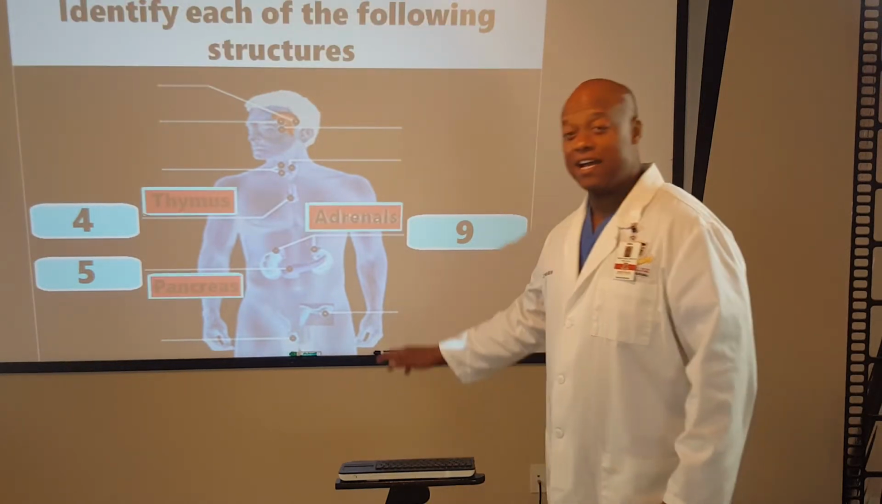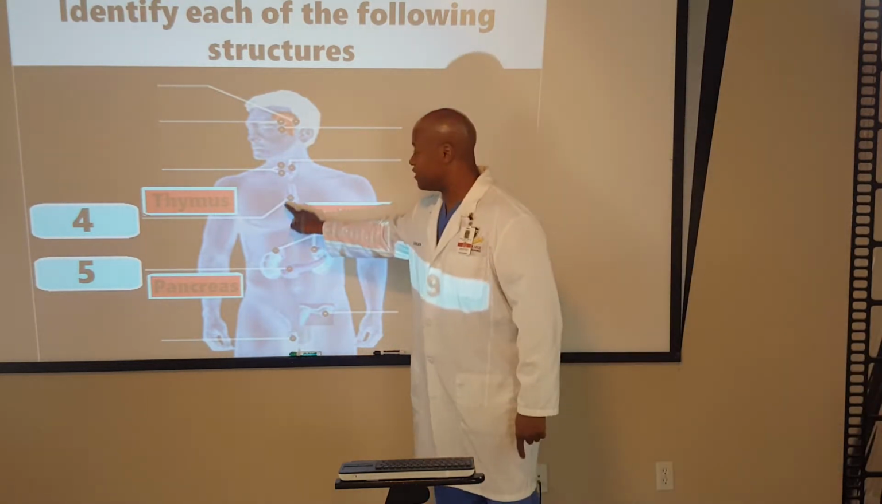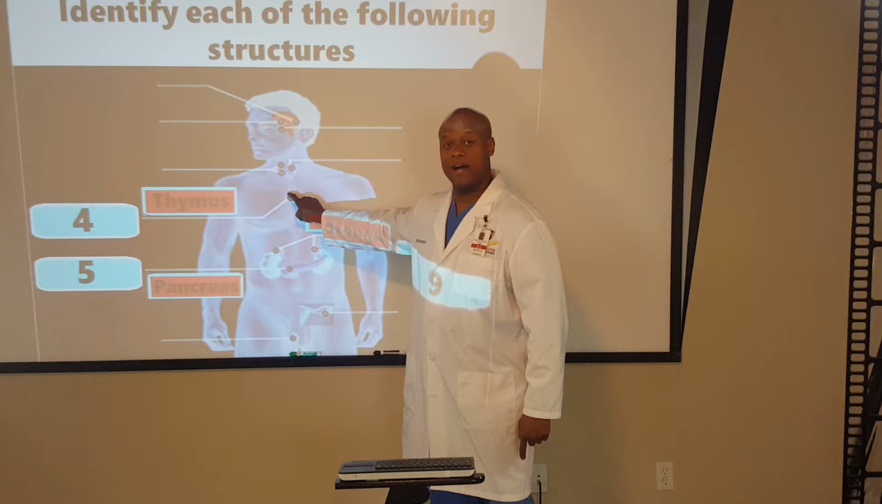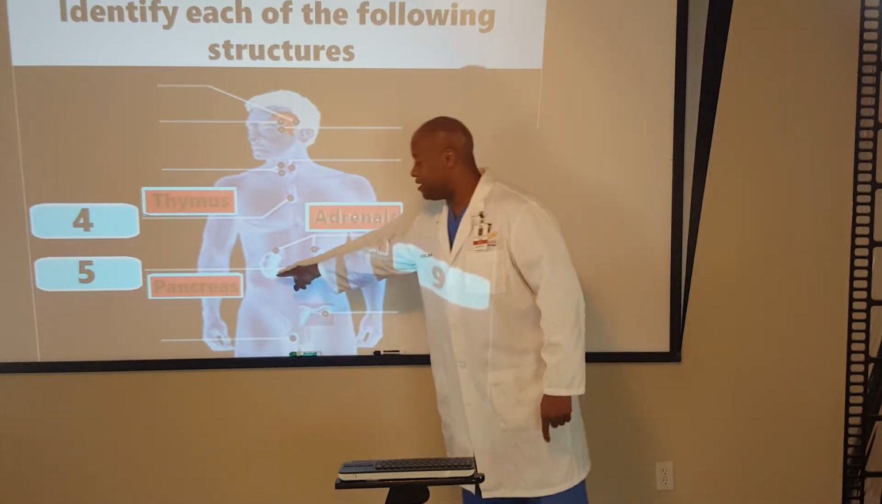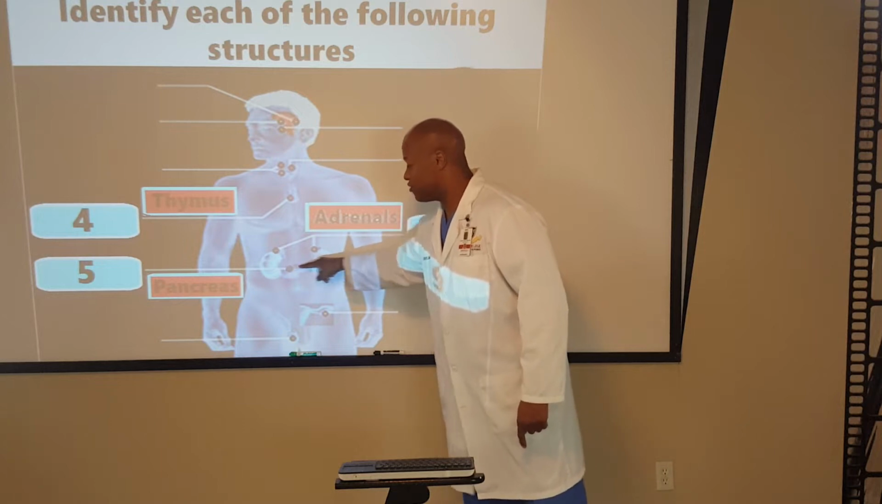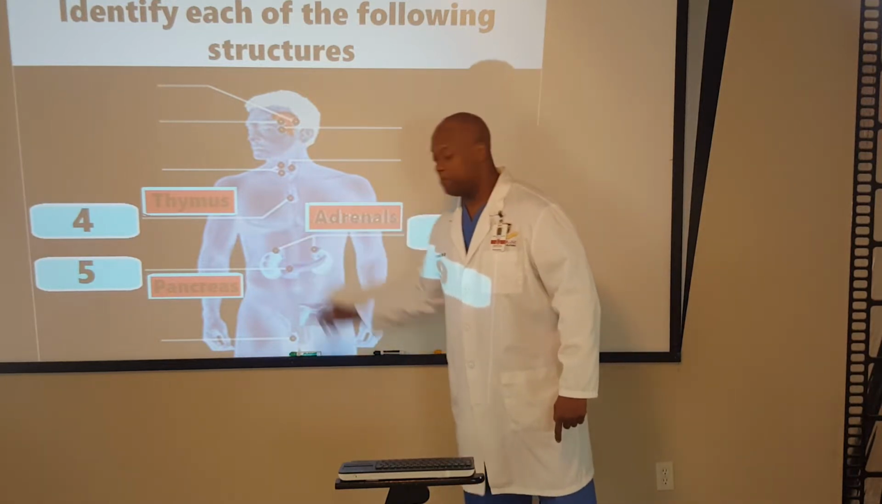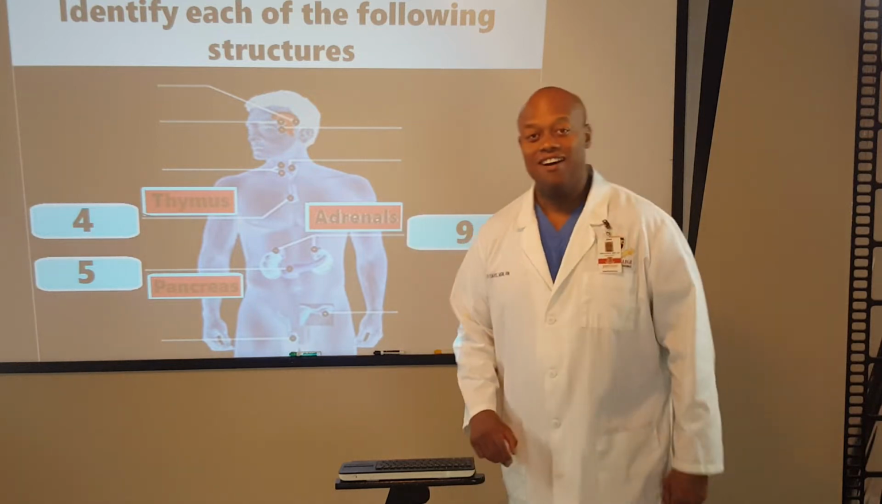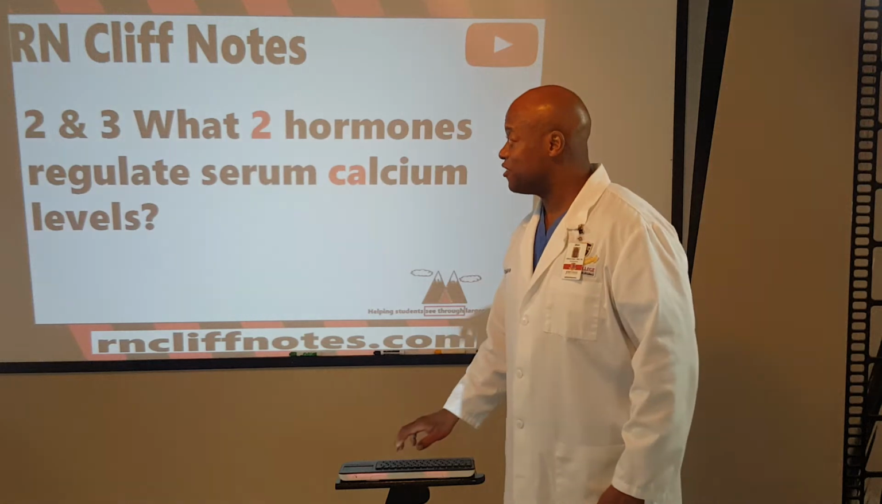So when we isolate those, we've got 4, thymus. Remember we said that's behind the breastbone or the sternum, okay? 5, the pancreas, going transverse there in the abdomen. And then the adrenals on top of the kidneys, right? All right, good, you're getting the hang of this. So, going a little further.